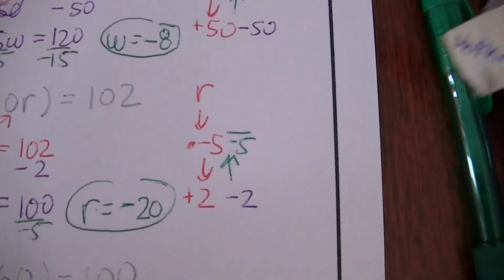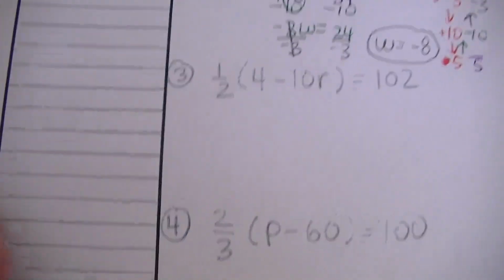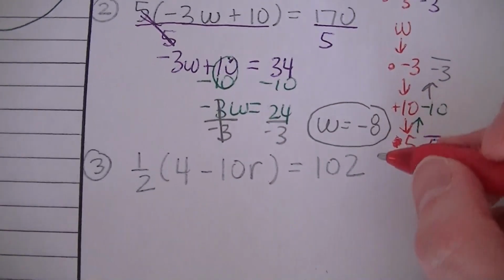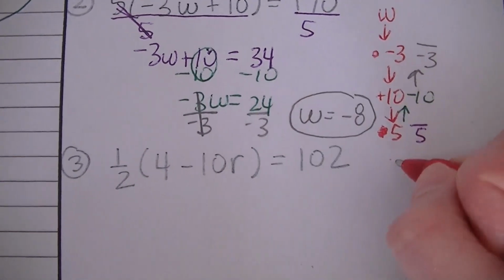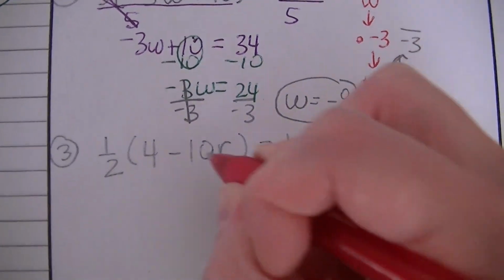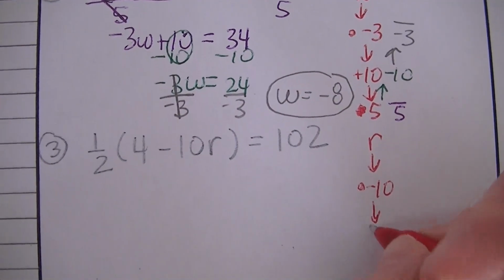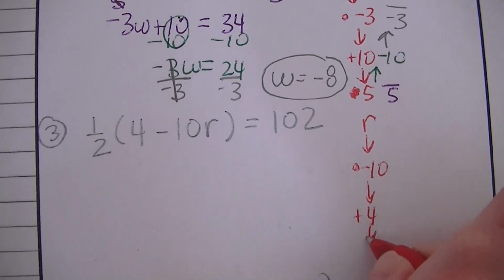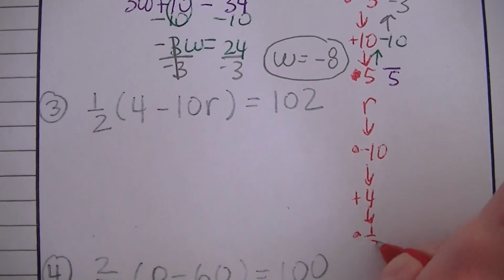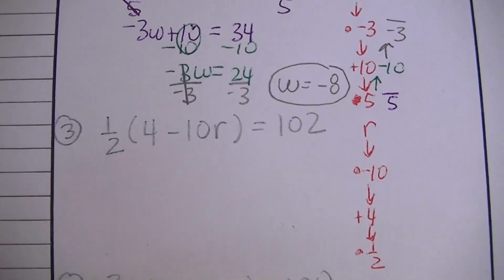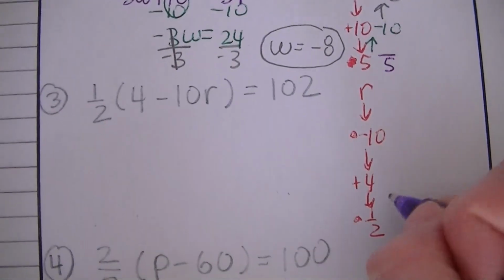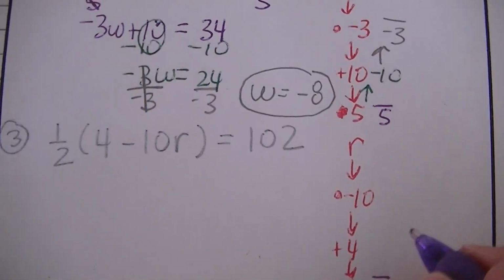Okay, doing that same exact problem, using just going straight into the building equation way. We started with r, and then we multiplied it by negative 10. Then we added 4, and then after that we multiplied by 1/2. Okay? The inverse operation of multiply by 1/2 is to divide by 1/2.